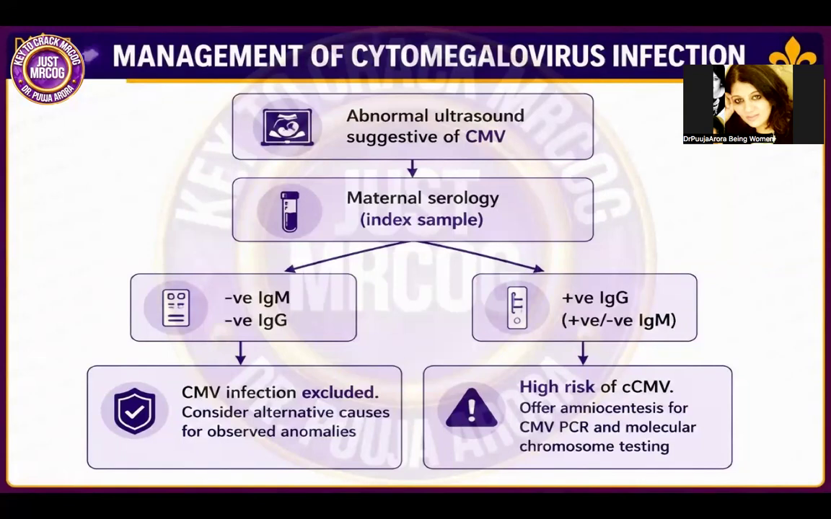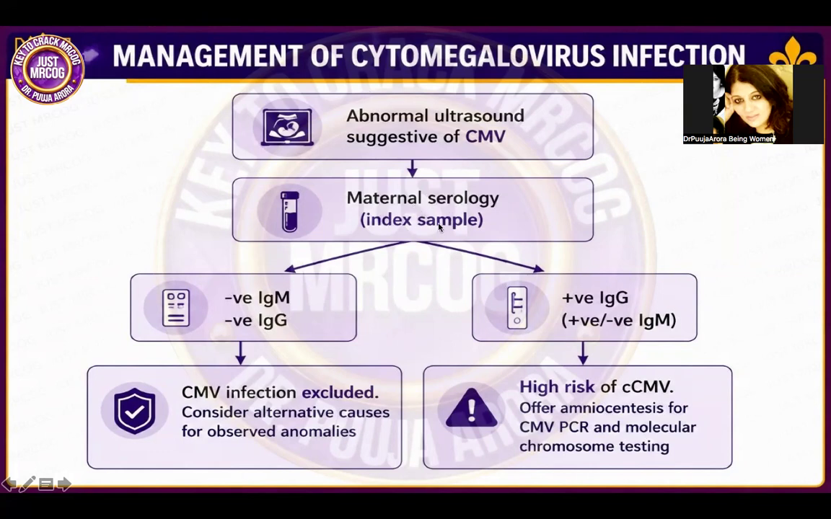Why? Because IgM takes around 12 weeks to convert to IgG. So just suppose she caught this infection somewhere around, say, 10 weeks. You just add 12 weeks, at 22 weeks, IgM will become negative and IgG will become positive. So if IgG is positive and IgM is negative, or IgG is positive and IgM is also positive, and this is the current sample.